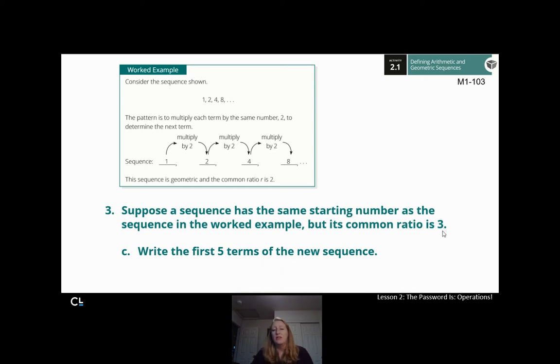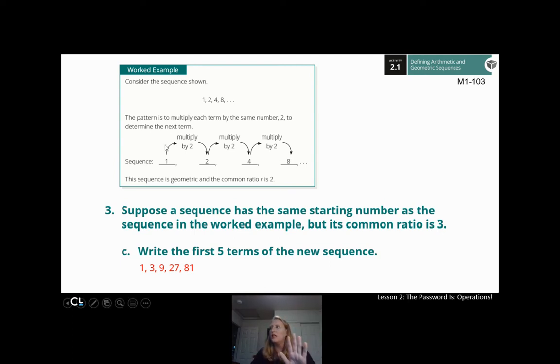I wrote down the first 5 terms. Did you? Starting off with a 1, of course, if I multiply by 3, 1 times 3 is 3, 3 times 3 is 9, 9 times 3 is 27, and I was reaching a point where I needed a calculator because 27 times 3 is, in fact, 81. Most useful.